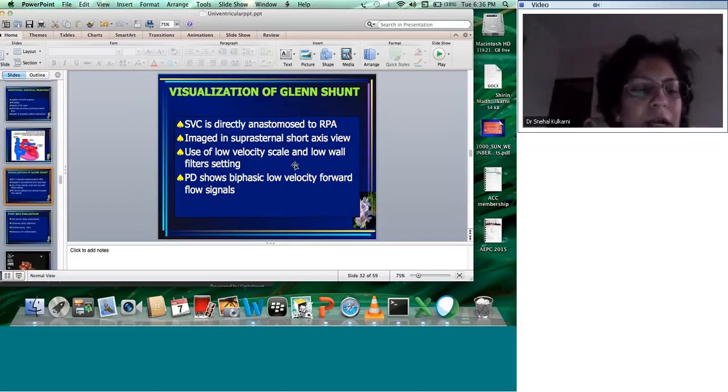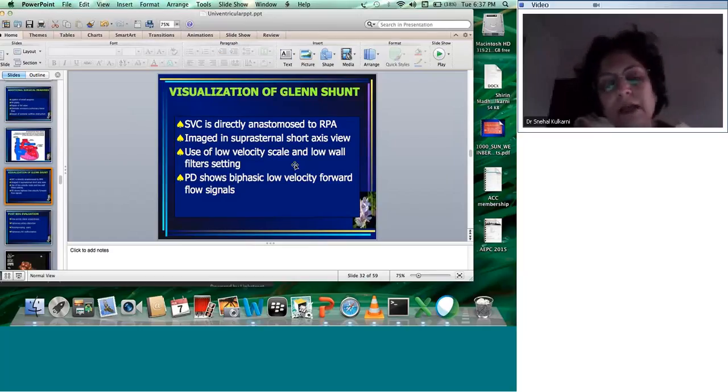So we know the SVC is directly anastomosed to the right pulmonary artery. We have to image it in the suprasternal short axis view. Because it's a very low flow, low velocity circuit, you have to use a very low velocity scale and low wall filters. Many times we see a pulse Doppler which shows a biphasic low velocity forward flow signal.